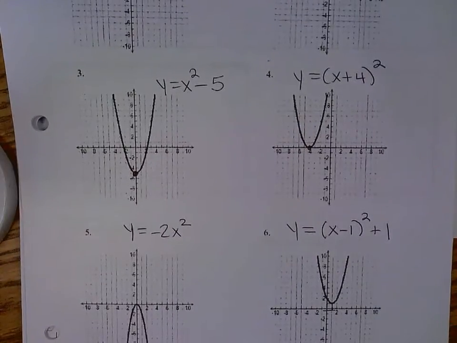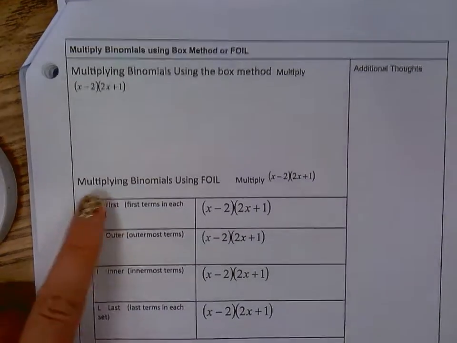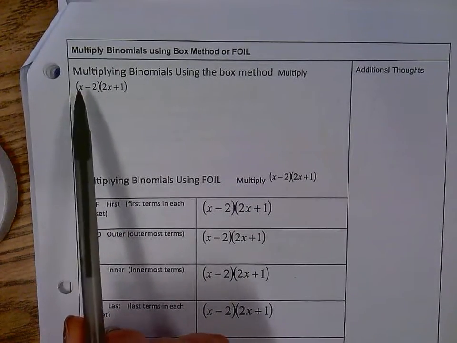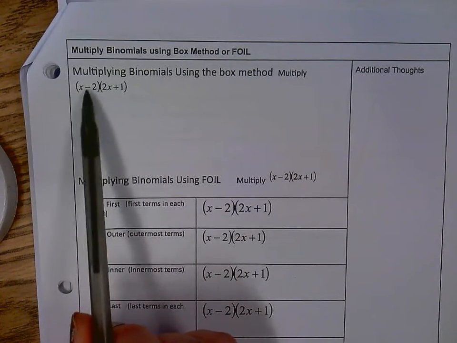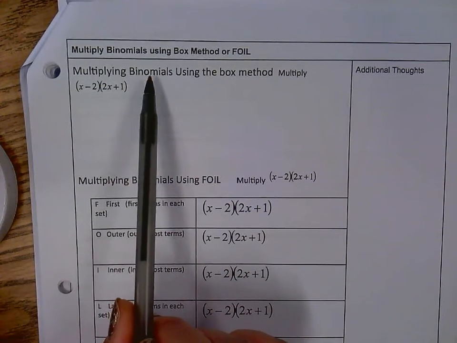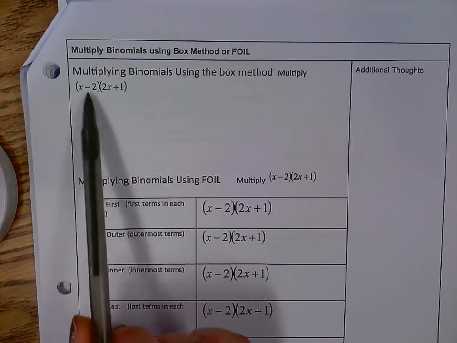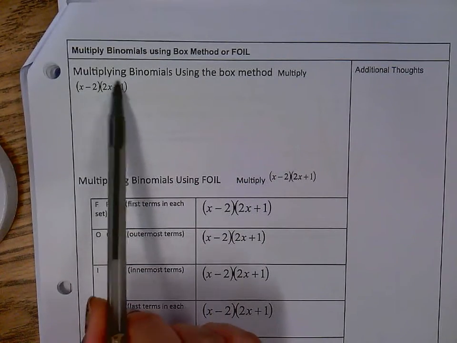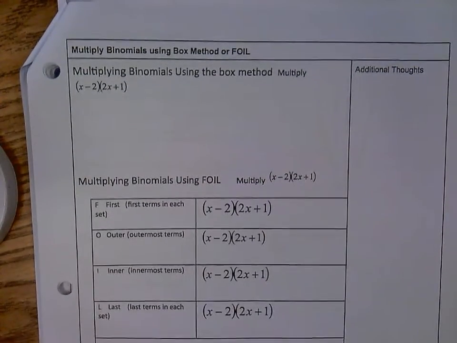All right. So the last thing to choose. So the box method, see how I'm doing the same problem twice? I am taking this binomial, x minus 2. Binomial just means there's 2 terms. So x minus 2 is a binomial, and 2x plus 2 is also a binomial. There's 2 terms in each parenthesis.